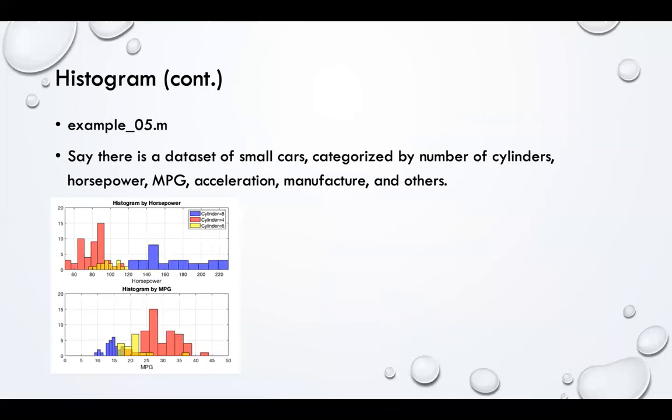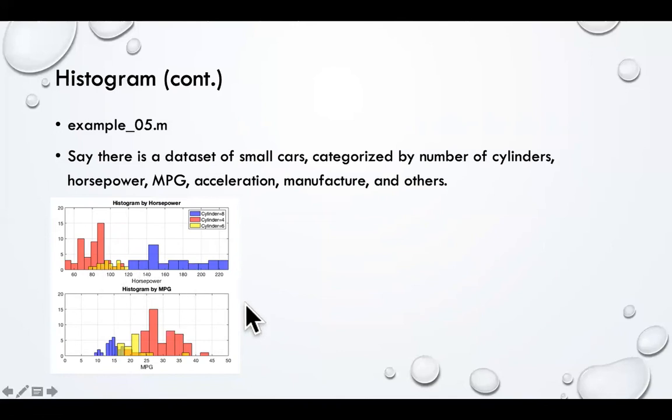Okay, another one. Here is another example, where we have a data set for small cars categorized by the number of cylinders, horsepower, miles per gallon, acceleration, and manufacturer, among others. If you plot something like this, we can just use histogram to plot it. I say I want to categorize by cylinder, 8 cylinders, 4 or 6. And you can download this. All of the data sets are included on the GitHub. You can download them.